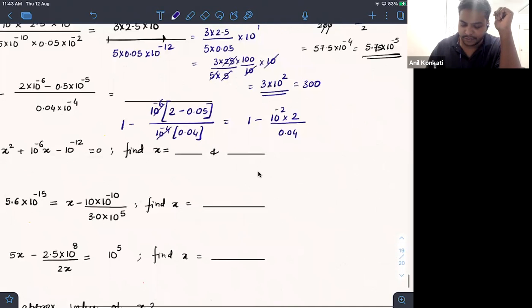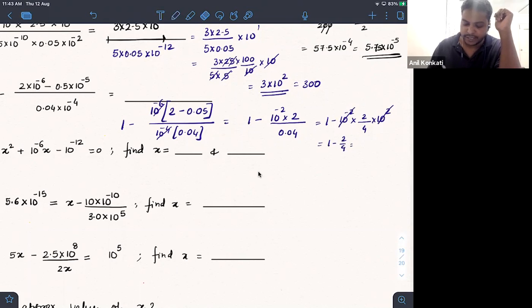So that makes it 1 minus 10 raised to power of minus 2 into 2 divided by 0.04 को मैं लिख सकता हूँ 4 into 10 raised to power of 2. So ये 10 raised to power of minus 2 और 2 cancel हो जाएगा. So 1 minus 2 by 4. 2 by 4 is half. So I'll directly write it as 0.5. So the answer should be 0.5.